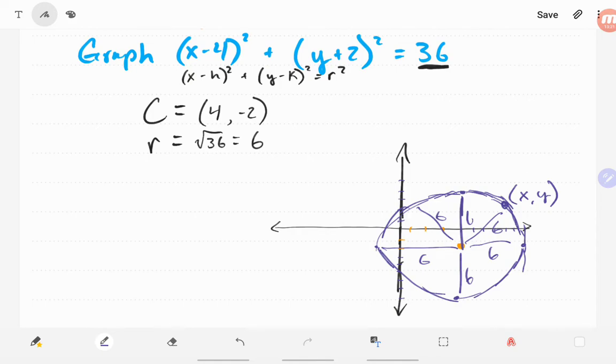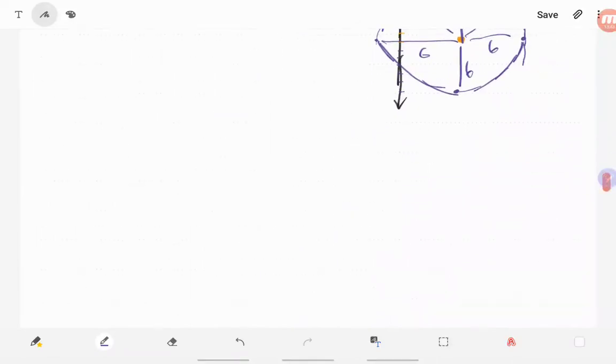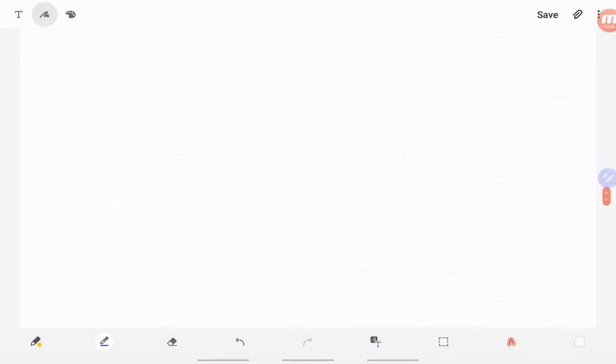All right, so let's do a problem, and what we're going to do is ask ourselves, is this point on the circle or not? Is it on the circle? Is it inside the circle? Or is it outside the circle? The equation that I'm going to be looking at is (x + 2)² + (y + 6)² = 25.